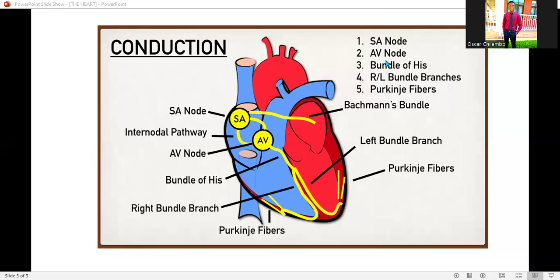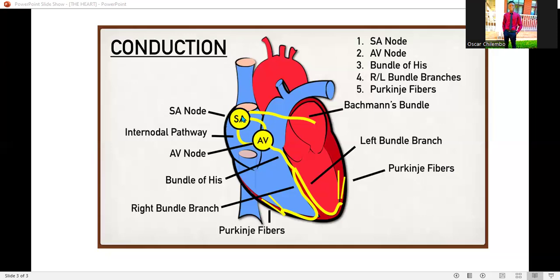Now, there is something unique about the SA node. It is considered to be the pacemaker cells. They are the ones which generate the electrical impulse at the rate of 60 to 100 beats per minute. Hence, the normal heart rate of an adult human being should be in that range, approximately 70 beats per minute. That's the normal range, because the SA node generates electrical impulse at that rate.